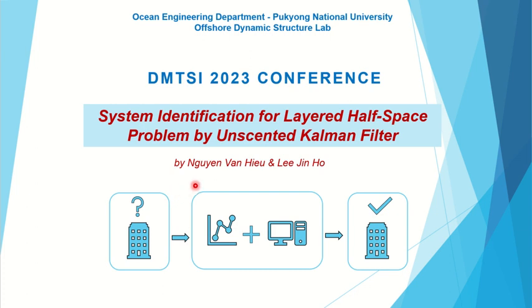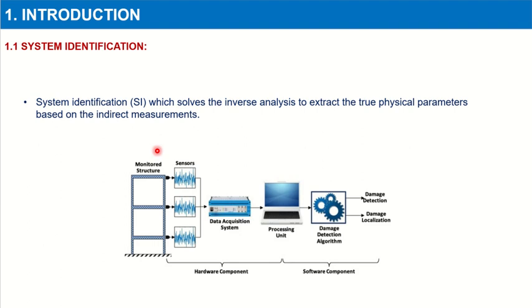The title of my study is System Identification for Layer Half-Space Problem by Unscented Kalman filter. Firstly, I would like to introduce some basic concepts of system identification.